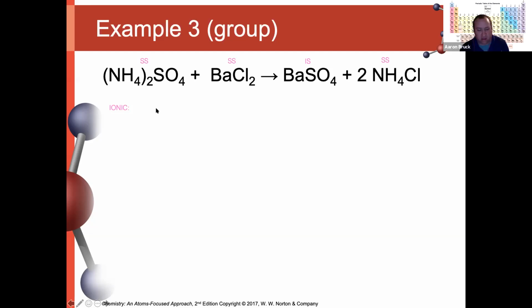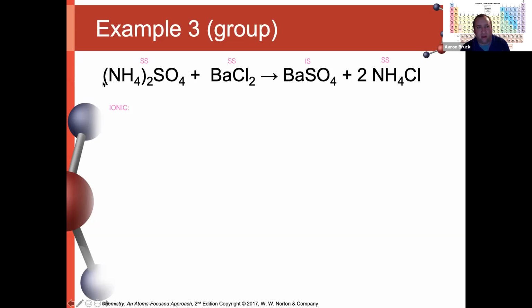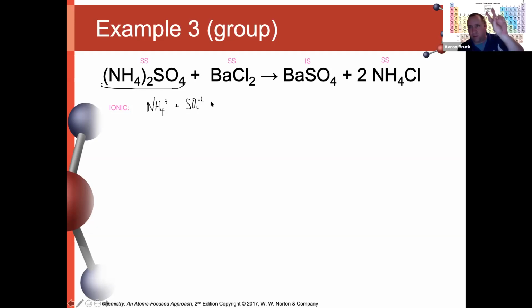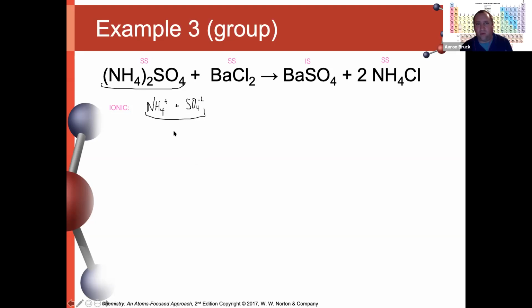Malaz, do you have the net ionic? How does ammonium sulfate break down? NH4 plus, plus SO4 2 minus, plus Ba plus 2. Okay, hold on. There is something wrong with how we did this. Can we figure out what we've done wrong with the ammonium sulfate?